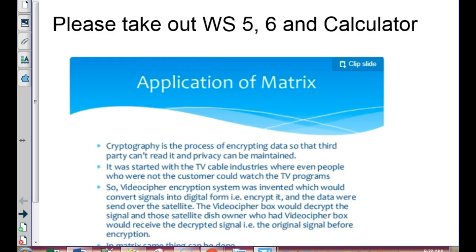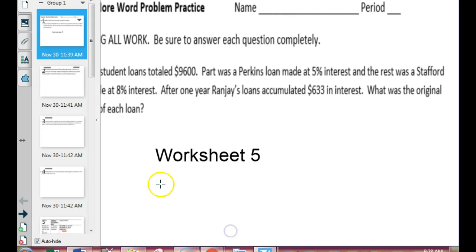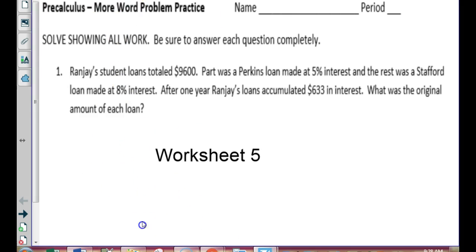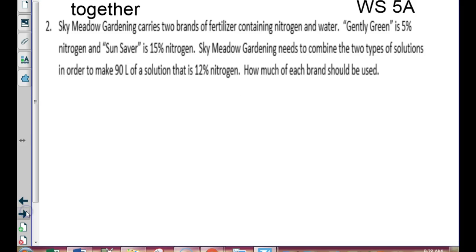So our goal today is to talk about matrices, okay? But we're going to start by doing what we'll call warm-up problems, but really they're just problems off worksheet 5 that I just didn't have time for yesterday. So the first one I want to do is number 2 on worksheet 5.